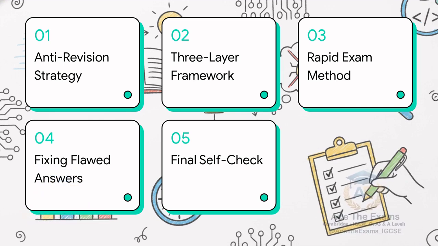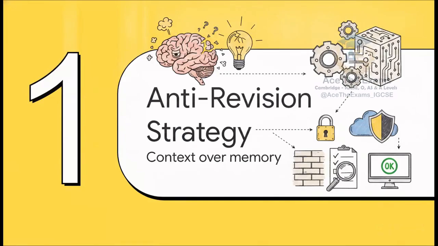We're going to start with the anti-revision strategy, introduce you to a 3-layer framework, break down the rapid exam method, fix some flawed answers together, and then finish up with a foolproof final self-check. Okay, let's dive into this.